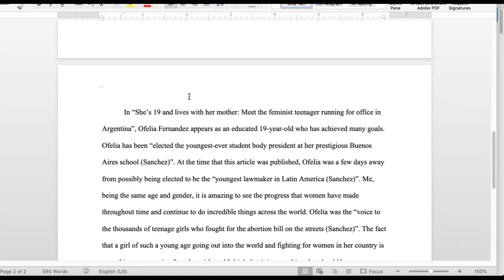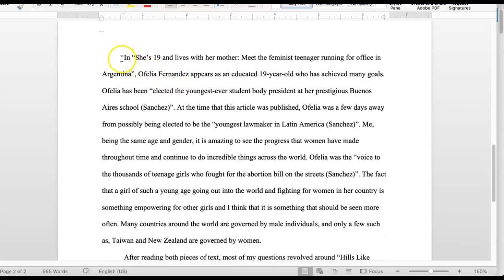All right. So let's look at the second body paragraph. "And she's 19 and lives with her mother. Meet the feminist teenager running for office in Argentina, Ofelia Fernandez." And I want you to notice here that she labels who we're talking about from the article. So she holds no punches here. "Ofelia Fernandez appears as an educated 19-year-old who has achieved many goals. Ofelia has been elected the youngest ever student body president of her prestigious Buenos Aires school."